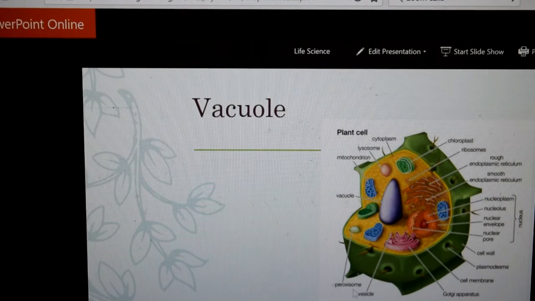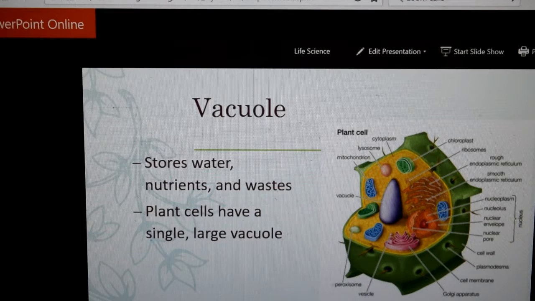The vacuole. This has a big vacuole there. Now the plant's vacuoles are a little bit different in that I think they're bigger than in animal cells. So plant cells have a single large vacuole, where animal cells may have several. And it stores water, nutrients, and waste. So it's a big part of the plant. That's another slight difference from an animal cell. Animal cells may have several vacuoles. A plant cell has one.